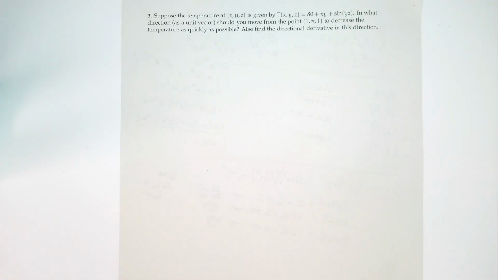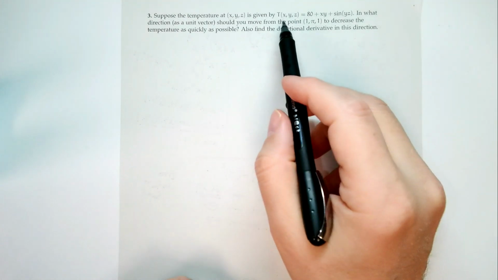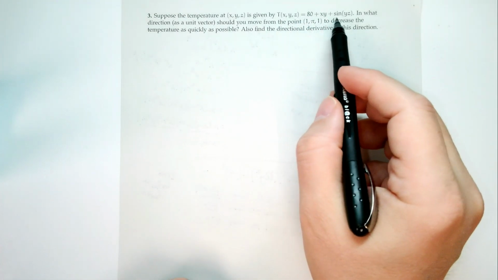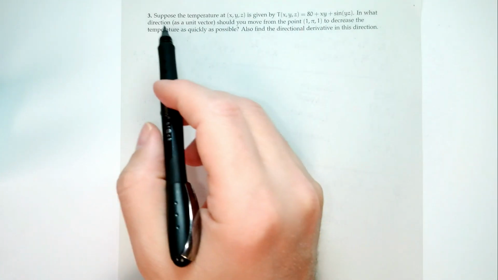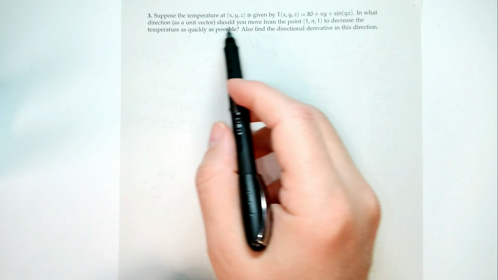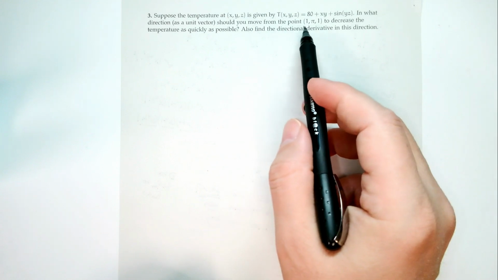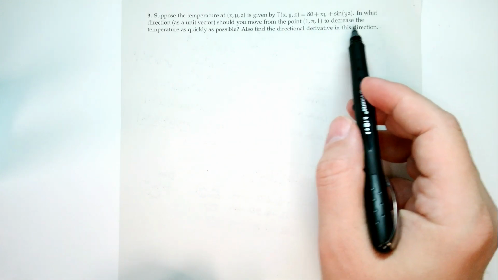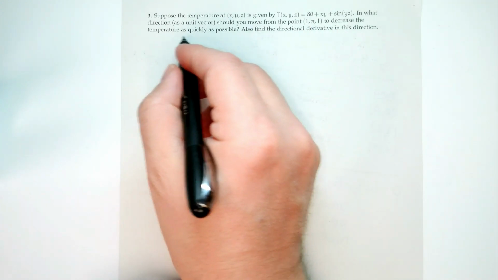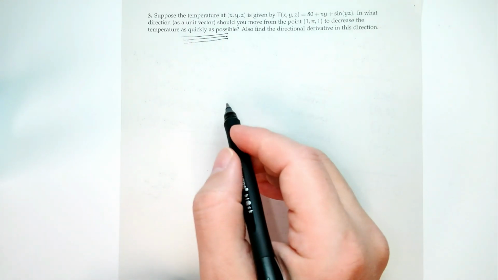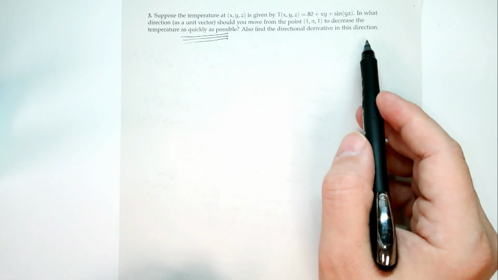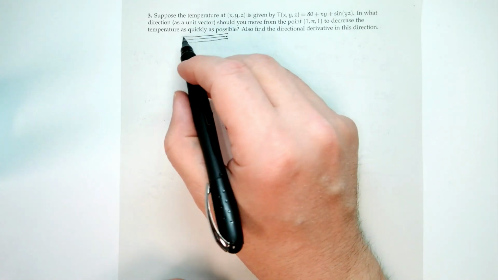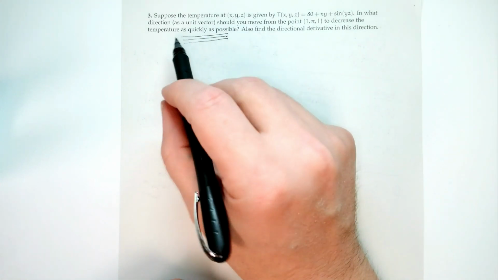Number 3. Suppose the temperature at x, y, z is given by this expression, 80 plus xy plus sine yz. In what direction, as a unit vector, should you move from the point (1, pi, 1) to decrease the temperature as quickly as possible? Okay, and then there's a second question, which is also find the directional derivative in this direction. There's a key here, as quickly as possible.